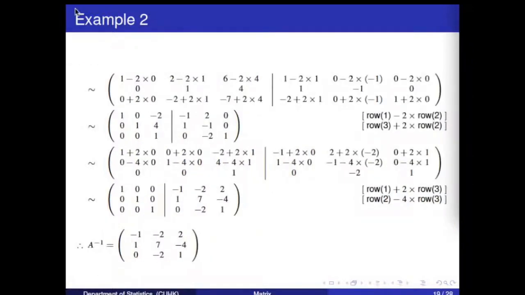Then row 1 minus 2 times row 2, and row 3 plus 2 times row 2, such that these two will become 0. Lastly, row 1 plus 2 times row 3, and row 2 minus 4 times row 3, such that there will be an identity matrix on the left-hand side. Hence, it is the inverse of A.